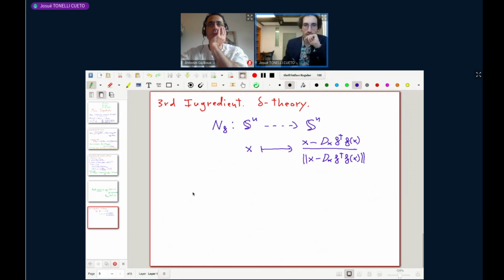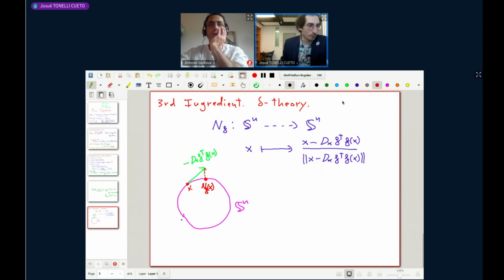How we should think about this. Let me put it in pink. This will be Sn. This is your point x. Here you will have a vector. This vector will be minus dxf tilde fx. So then what we do is we translate x by this vector and then we project it onto the sphere. So then this guy here will be nfx.